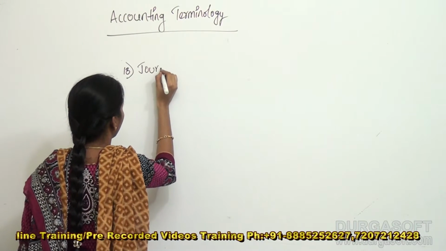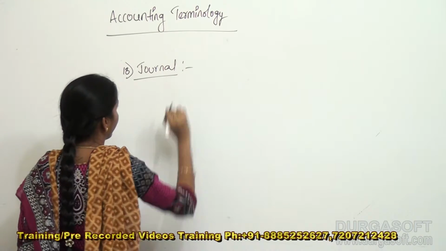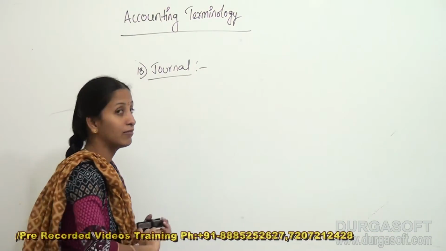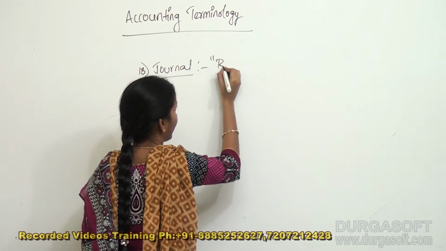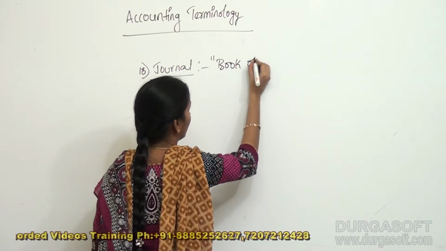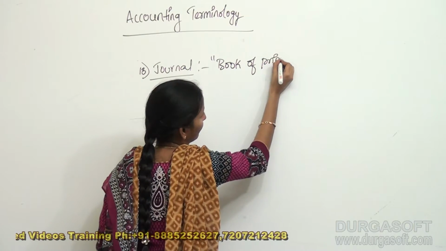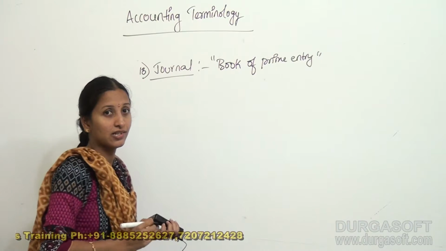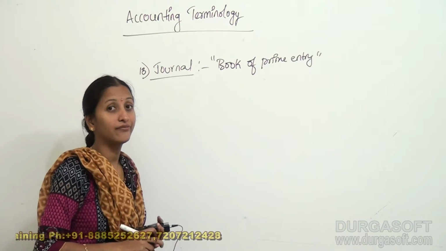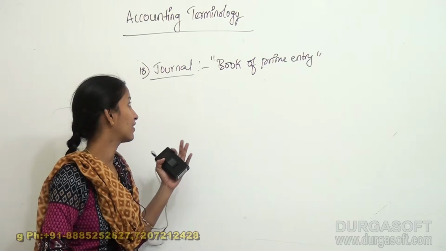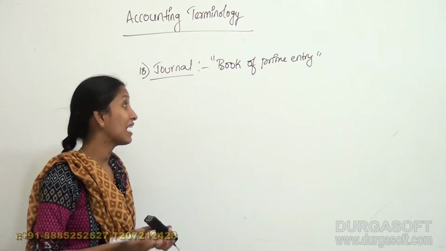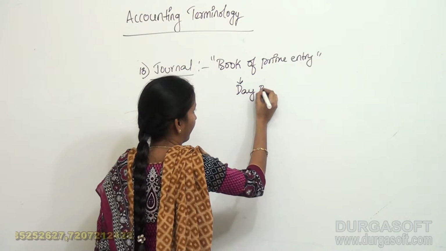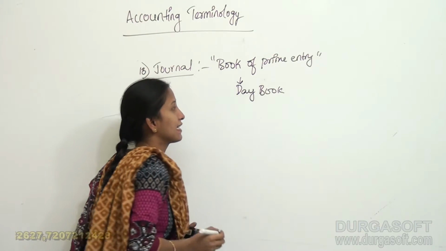General. I already said general is nothing but book of prime entry. Prime is nothing but first. Whatever we enter the first time in our books, that is book of prime entry, or else it is also called day book.